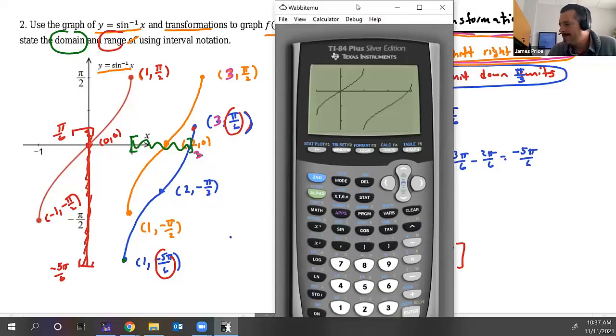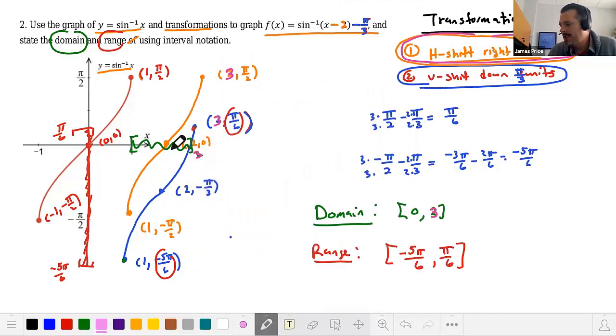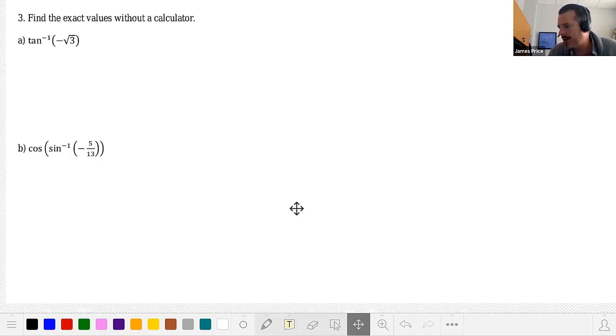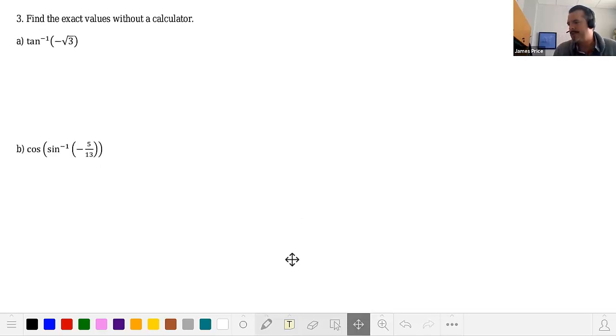All right. So moving on to the next problem. All right, so we got to do some of these trig inverse stuff by hand. So let's do this. And when we do these types of problems, we're going to have to use our reference table probably. But we'll get to that in a minute.